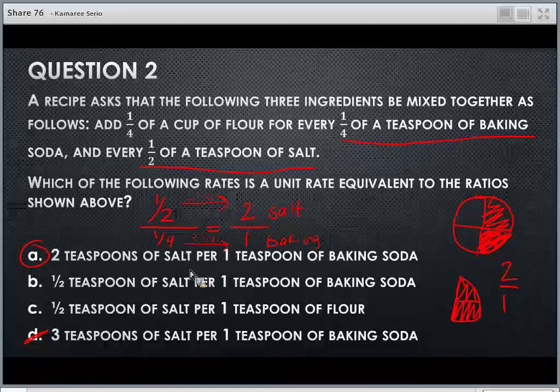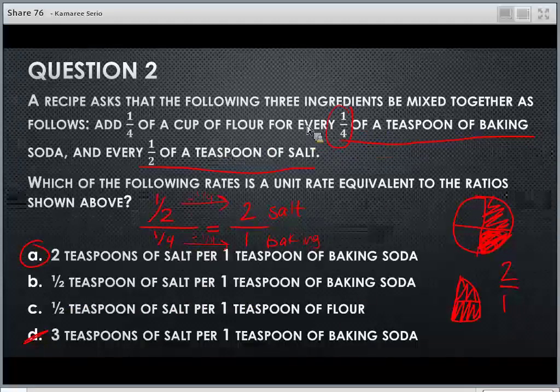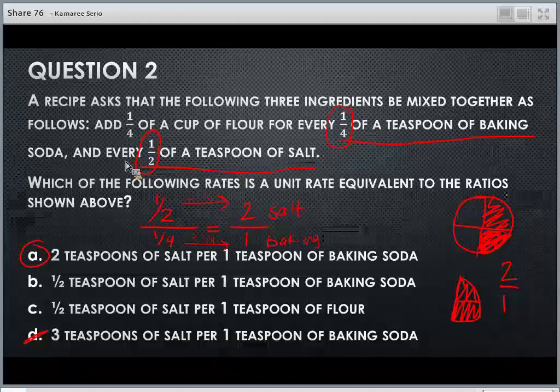You could also look at it this way. This is 1/2 teaspoon of salt for every 1 teaspoon of baking soda, but the baking soda fraction is smaller than the salt. So salt should always be heavier. You should always add more salt than baking soda.